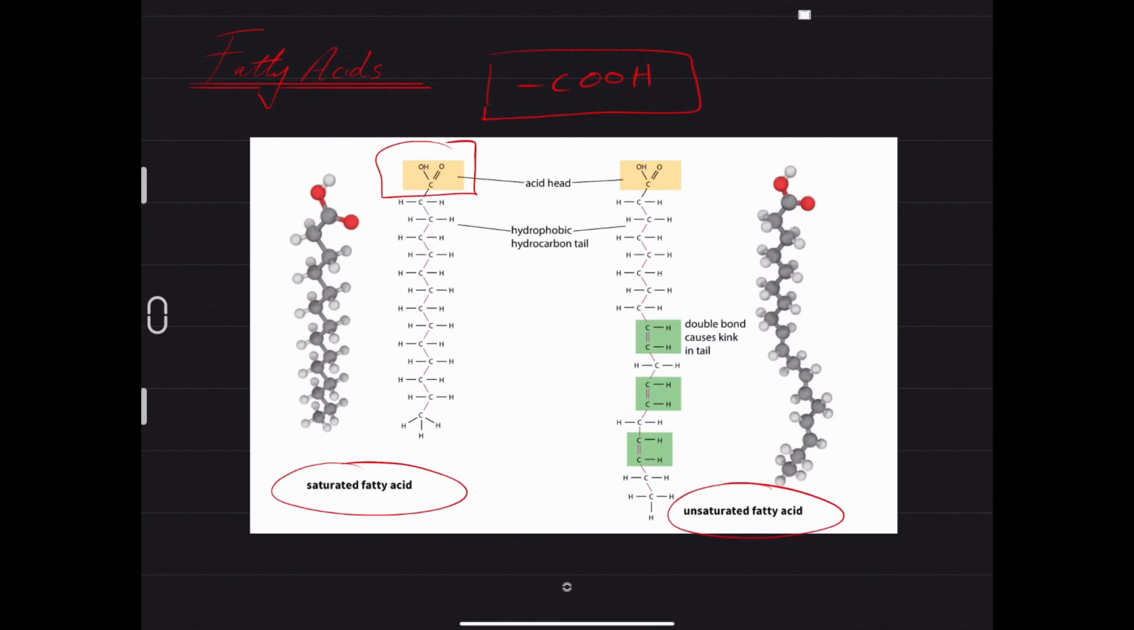Now I want you just to pause the video here and think about, or type back on Teams, why we have a saturated fatty acid and then another molecule labeled as an unsaturated fatty acid. What could be the difference? What structural difference are we seeing that gives rise to these two different names?